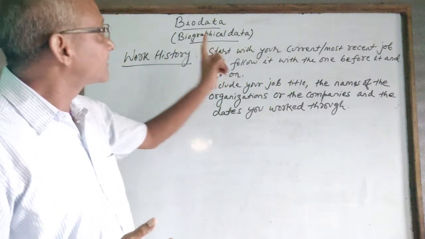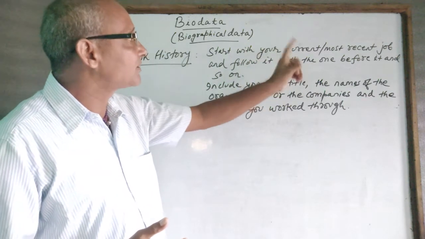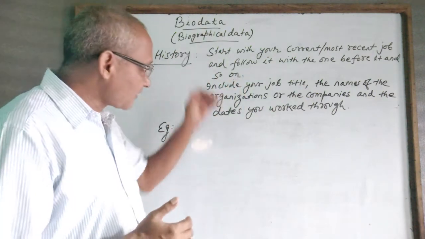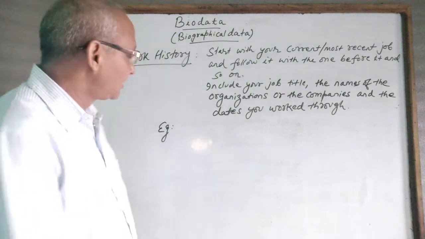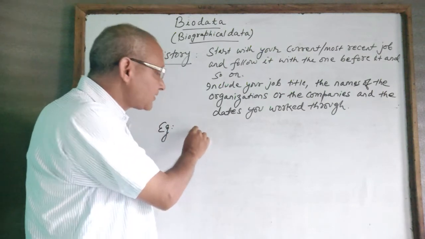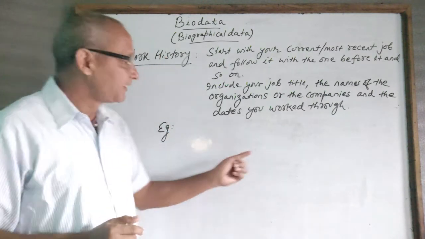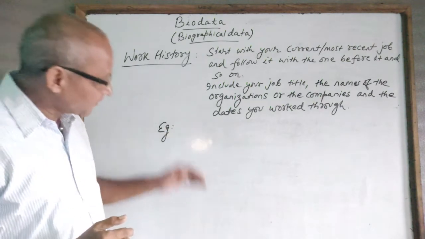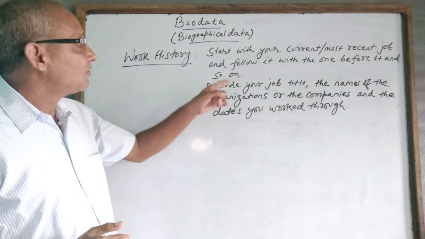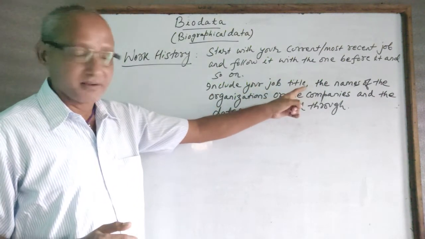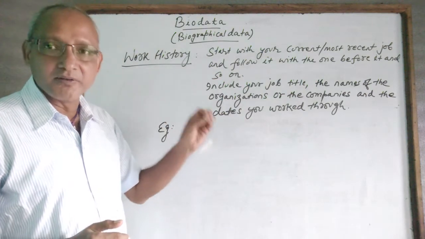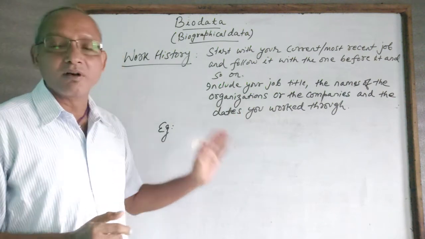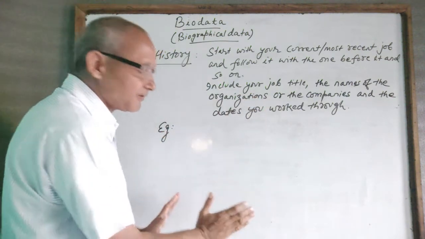For example, start with your current or most recent job and follow it with the one before it and so on. That means what order we are going to follow is always in the first mention the current job here, and in the second please mention where you have been working before, and before that, and before that. So what are the things you include there? Include your job title. Number one, what position you are holding there, the names of the organizations or the companies, and the dates you worked through. Very briefly you mention here.